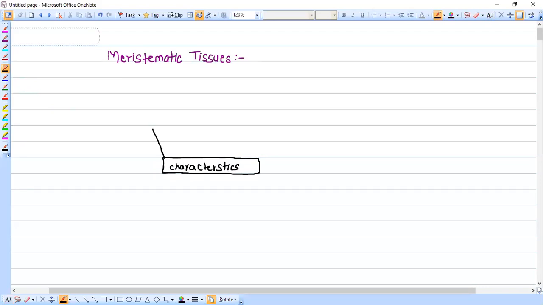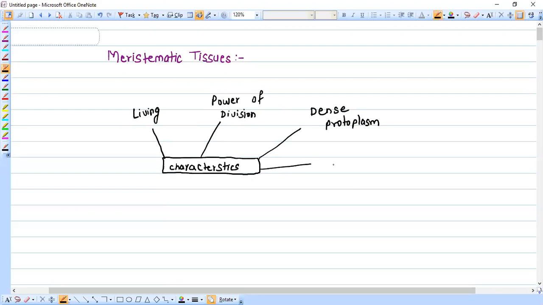The very first point is that all the cells of meristematic tissues are living. Meristematic tissues have the power of division. It means they can divide and they keep on dividing throughout their life. All the cells of meristematic tissues have a dense protoplasm. Then the cells of the meristematic tissues have a prominent nucleus present.